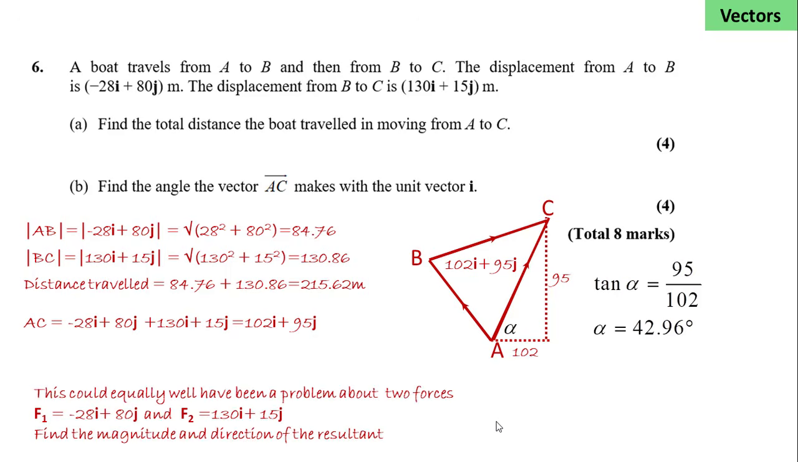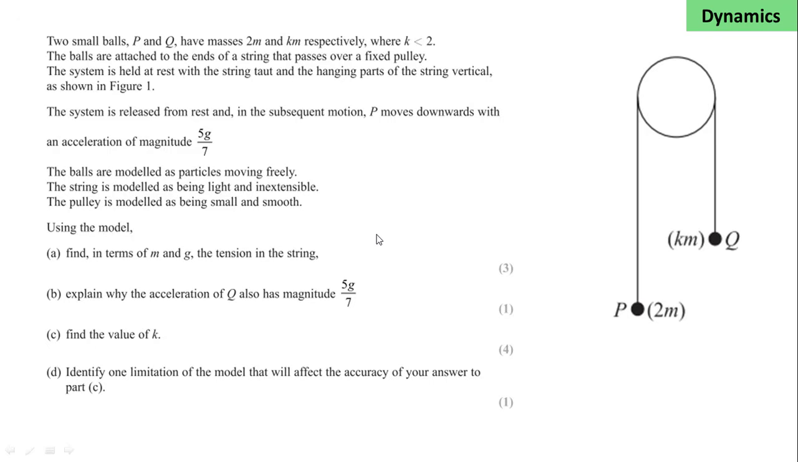This question could equally have been a problem about two forces, F1 equal to minus 28i plus 80j, F2 equal to 130i plus 15j. We may have been asked to find the magnitude and the direction of the resultant force. So here we'd simply find the magnitude and direction of the combined vector AC. Let's look at a problem involving connected particles.